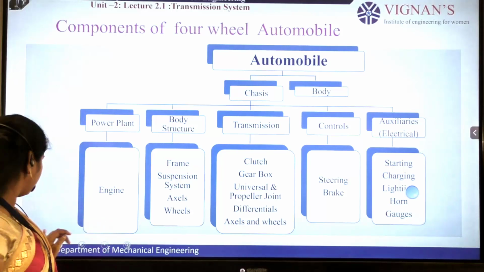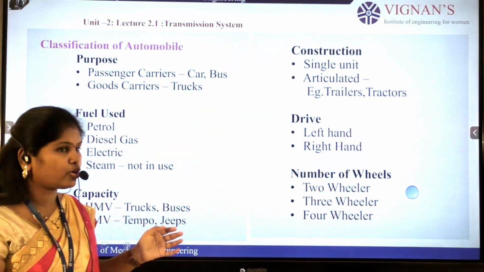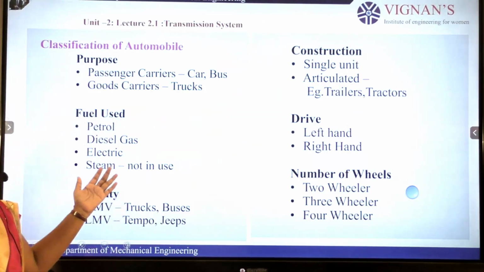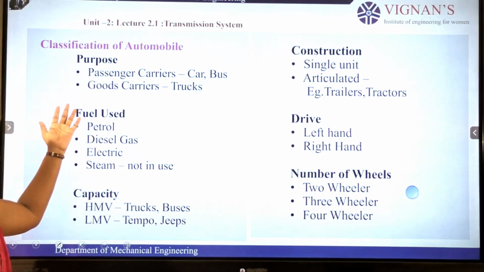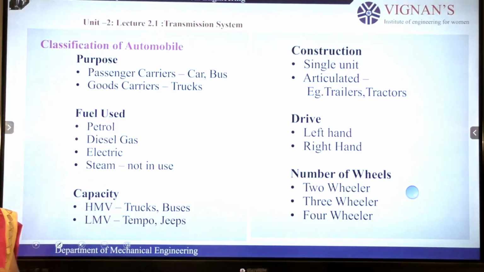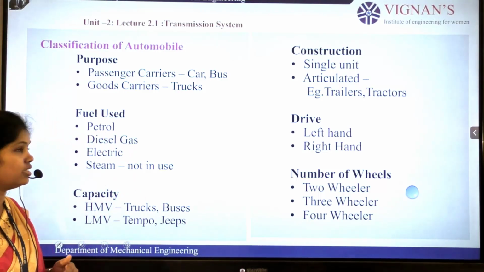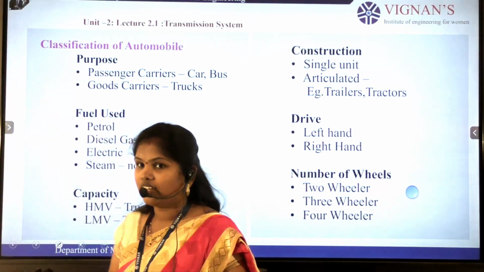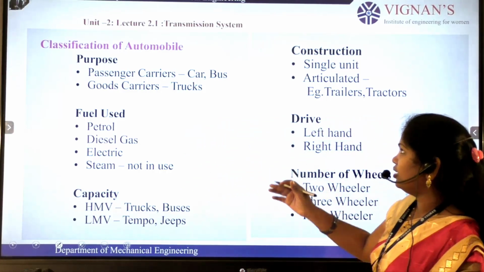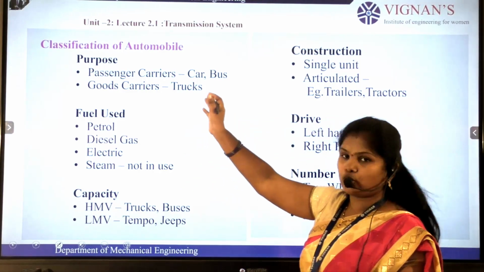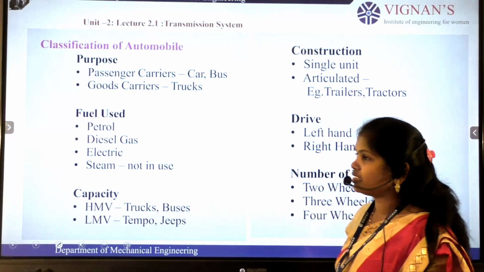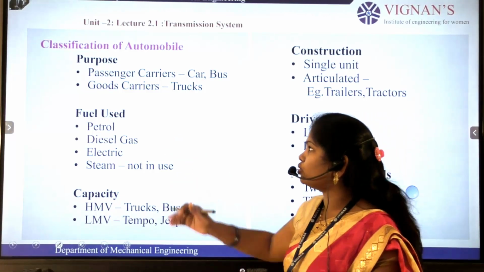So next, classification of automobiles according to purpose. Based on the purpose, we have two types of automobiles: passenger carriers and goods carriers. We know passenger carriers like cars, buses, and two-wheelers, and goods carriers like trucks and lorries. These are the goods carriers.